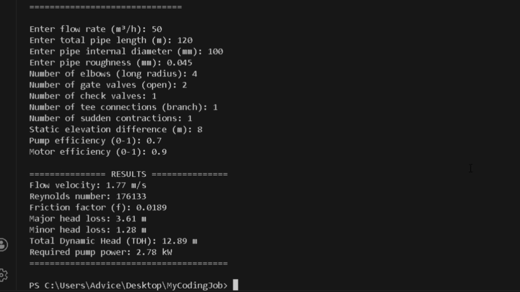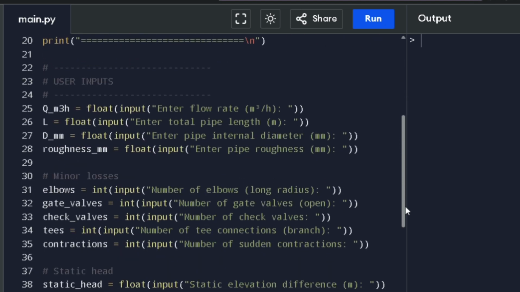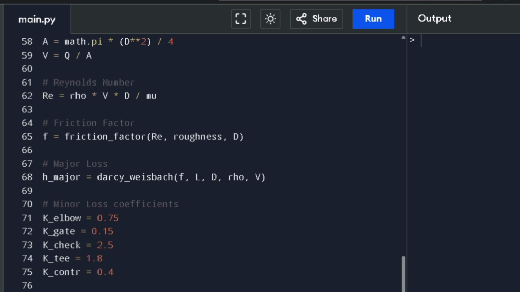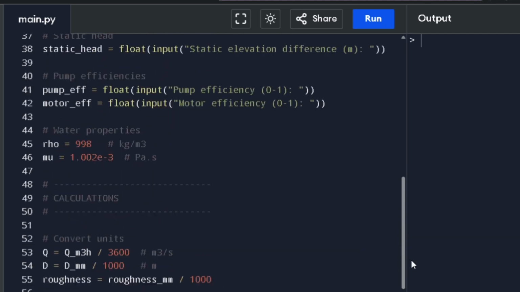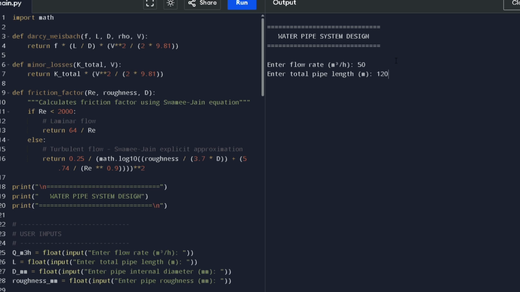All of these parameters are incorporated into a Python-based calculation tool developed for this project. The program automates the hydraulic analysis, computes all major and minor losses, and generates final pump and motor sizing outputs with accuracy and consistency. By leveraging Python, the design process becomes faster, more transparent, and easier to validate.